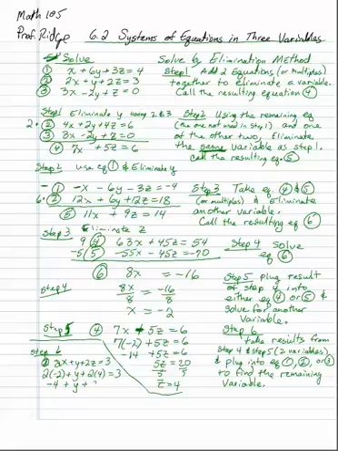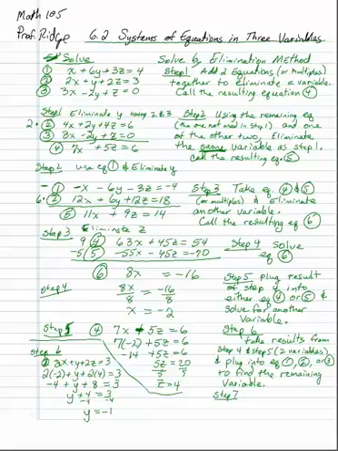So 2 times 4 is 8. Simplify. Negative 4 plus 8 is positive 4. Subtract 4 from both sides. y equals negative 1. And then again, it's not really a step, but I like to emphasize it.